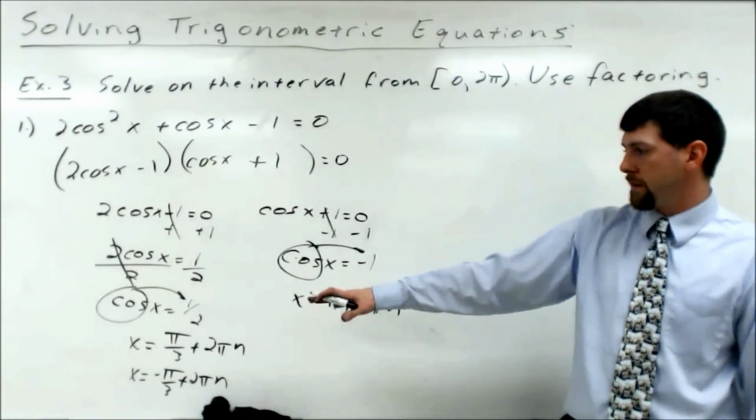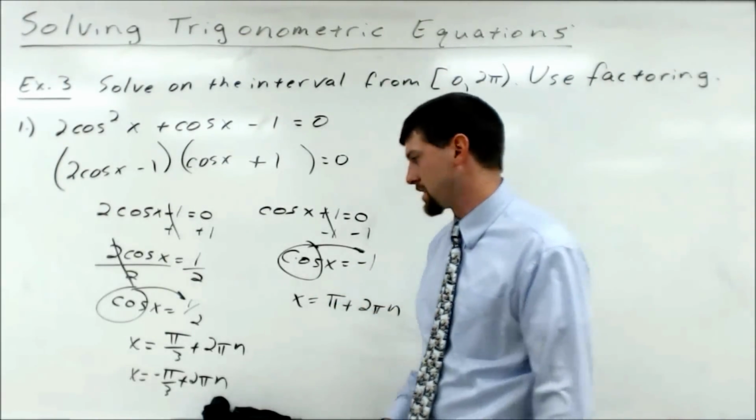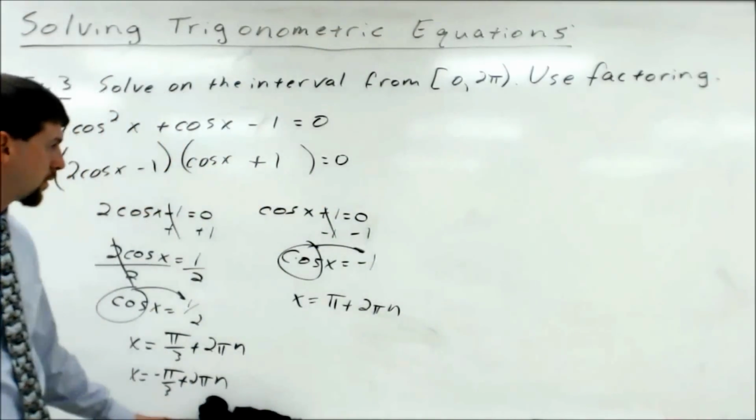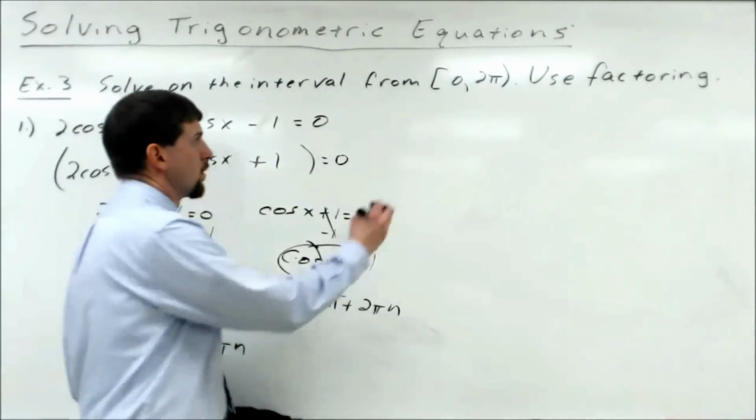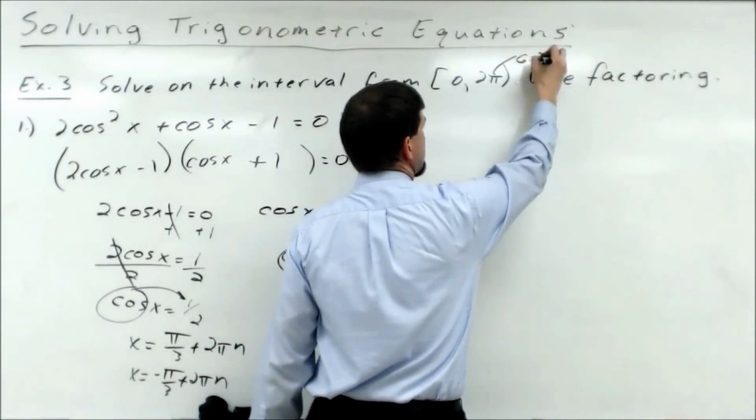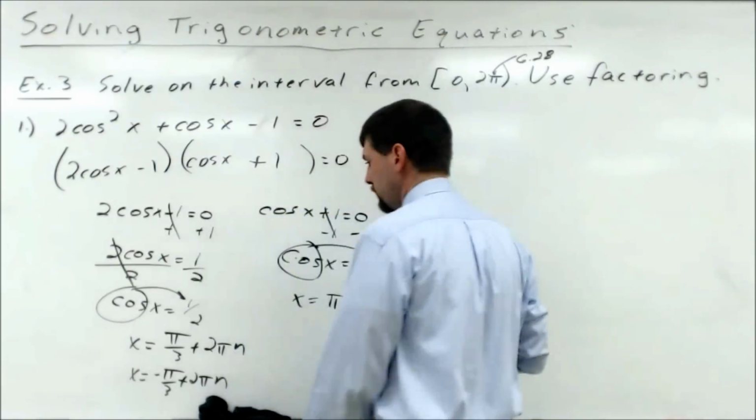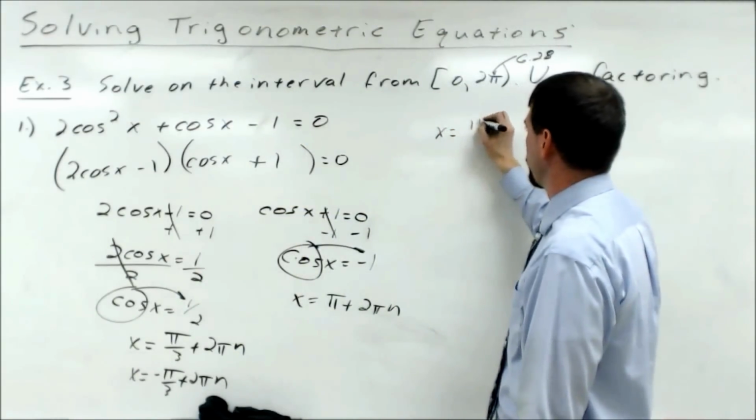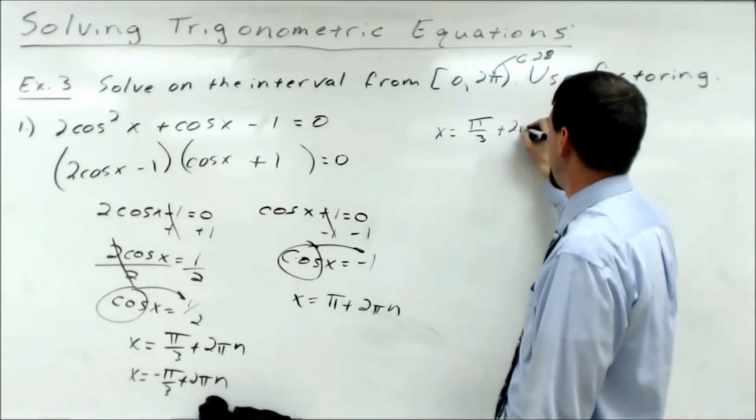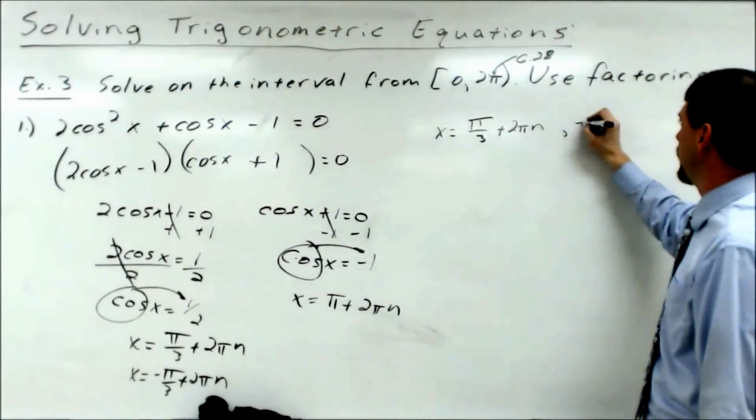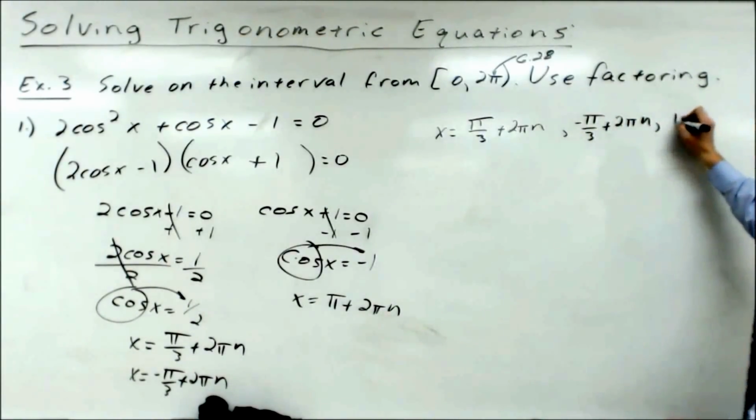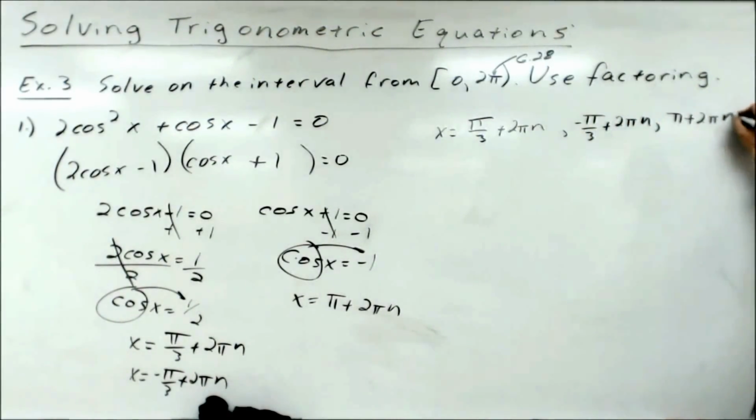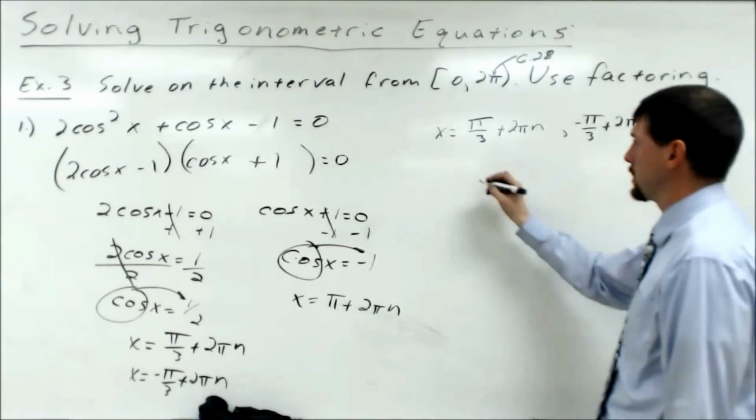So I end up with these three solution sets, or these three generic equations. Now let's figure out what the solutions from 0 to 2 pi are, or 0 to 6.28. So we've got x equals pi over 3 plus 2 pi n. We've got negative pi over 3 plus 2 pi n. And we've got pi plus 2 pi n. Well, let's look at a bunch of n's.